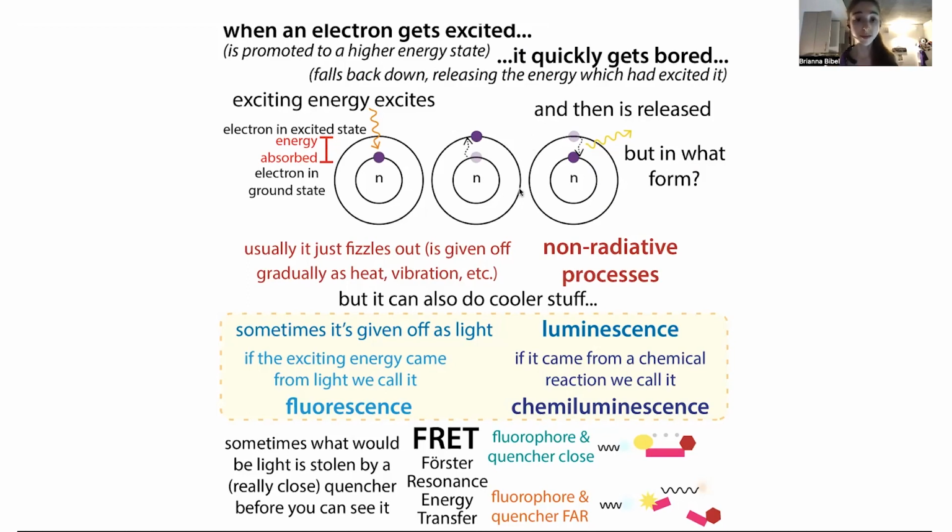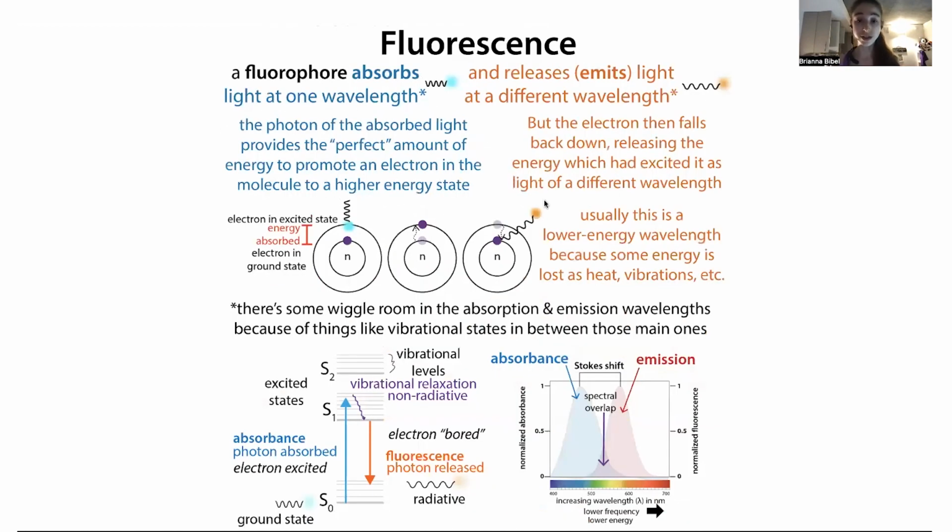The energy can also come from different sources. So it can come from a chemical reaction, in which case we call it chemiluminescence. It can come from a biochemical reaction, and we call it bioluminescence. So we're thinking things like luciferase, which we talked about yesterday. And so all of these involve giving the electron energy, so it absorbs something. If the absorption is coming from light, then we call this fluorescence, and when we're measuring the light that's given off, this is the emission.